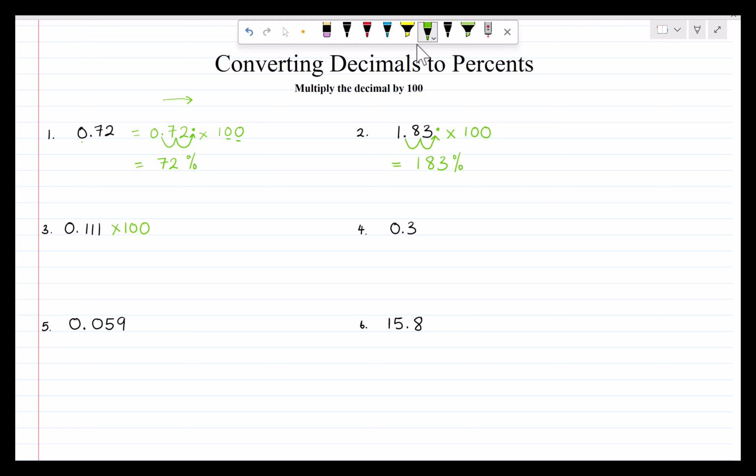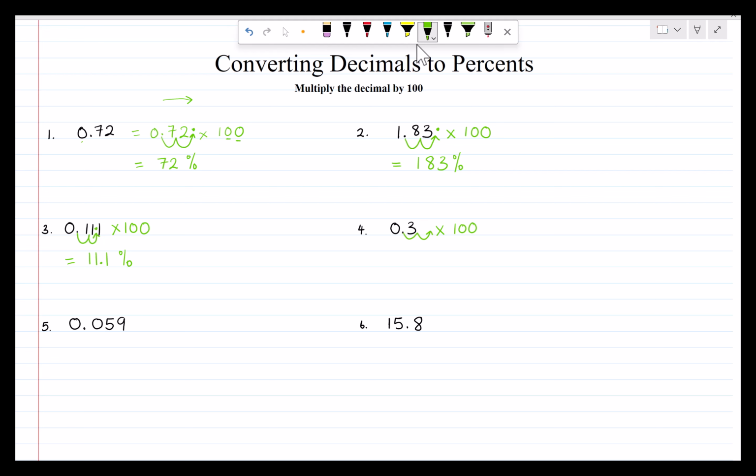Example number 3, we are doing the same thing. We are multiplying by 100, moving the decimal point twice, 1, 2, and it comes right there. And that leaves us with 11.1%.